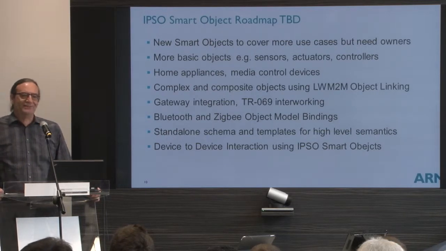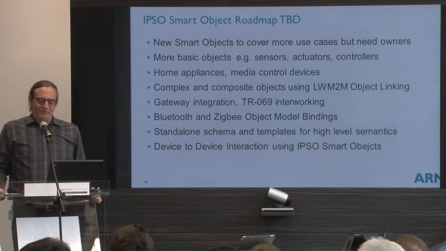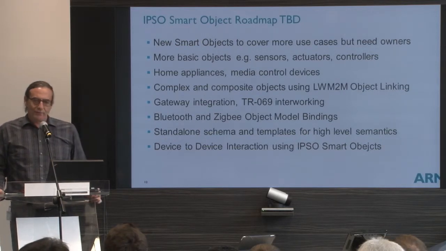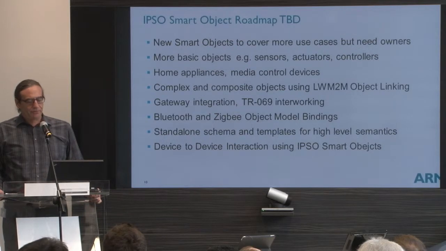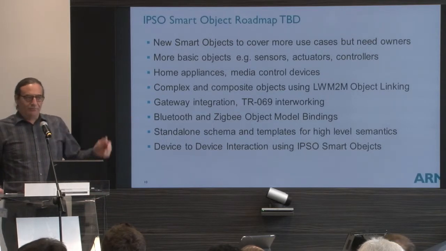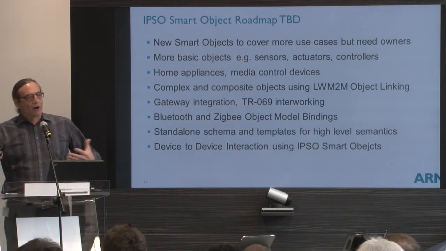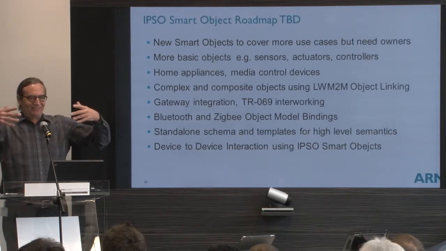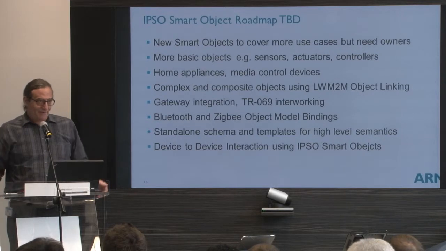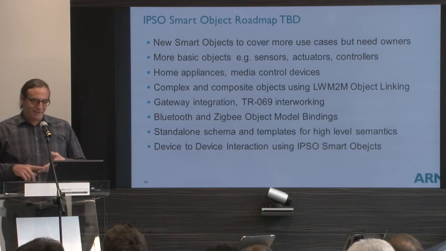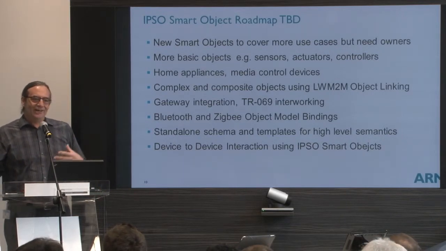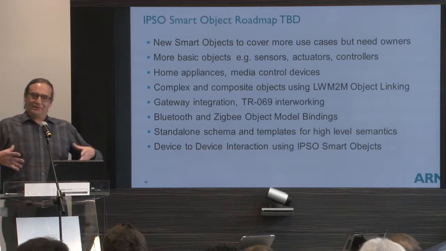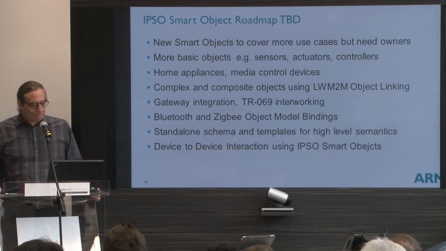Also, we're looking at connecting to a lot of existing stuff out there. People want to interwork with TR69, for example, Zigbee stuff and Bluetooth. We want to look at how we harmonize those object models. How can we eventually have a future where there's just a single set of object models? Bluetooth and Zigbee are out there now, and they've done some useful stuff, but how can we harmonize that in the future?